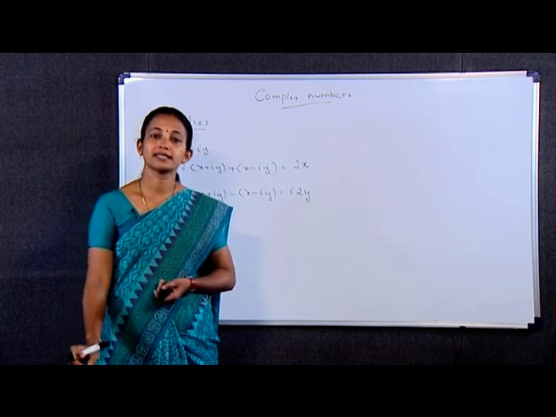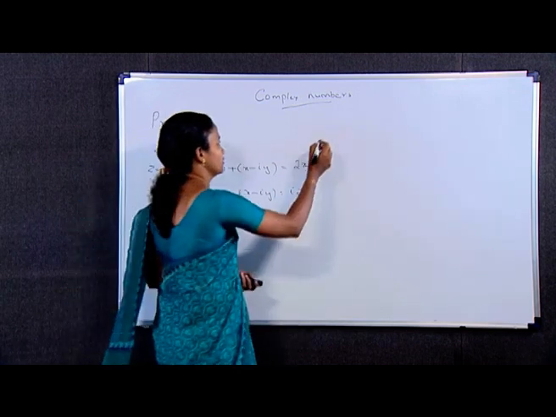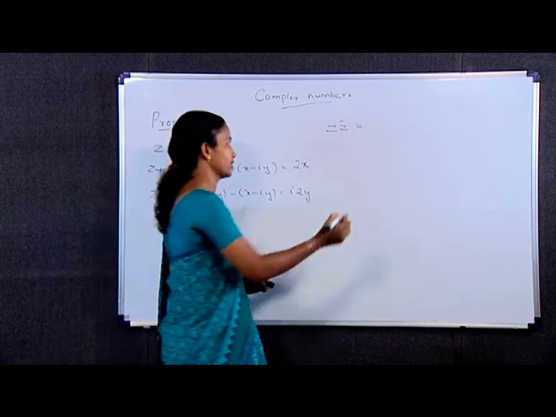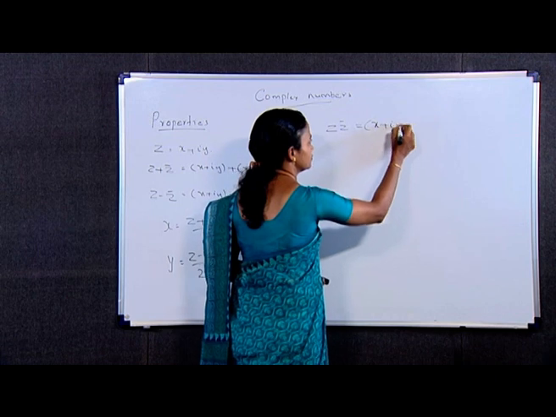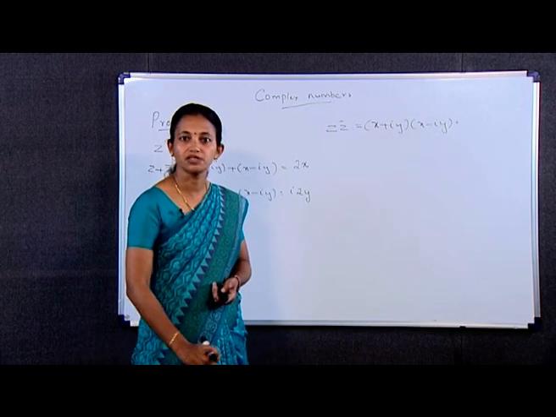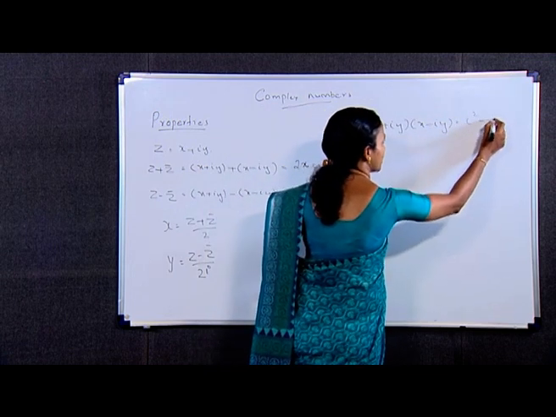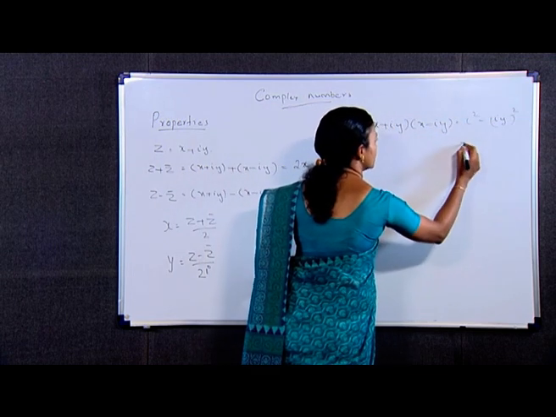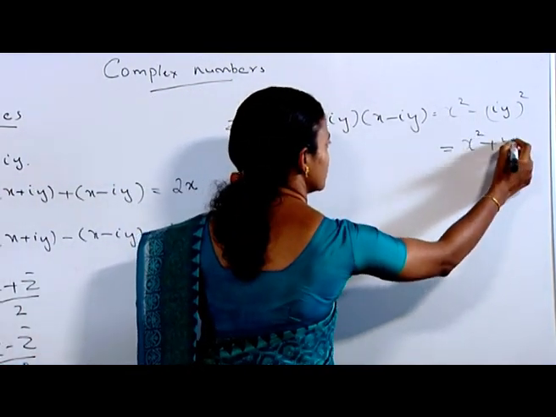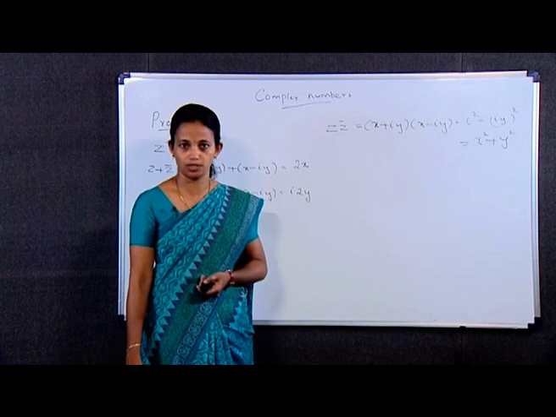Next one: let z = x + iy. Then z into z bar is (x + iy) into (x - iy), which is of the form (a + b) into (a - b), which we can write as x square minus (iy) whole square. That is equal to x square plus y square. That is, z z bar = x square + y square.